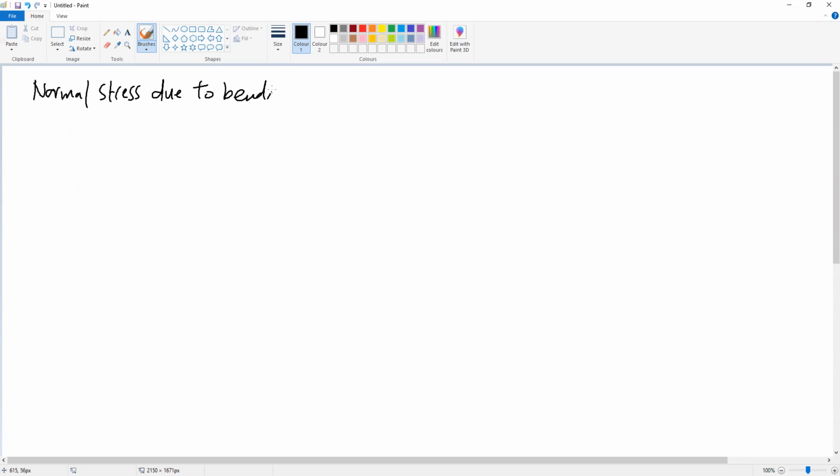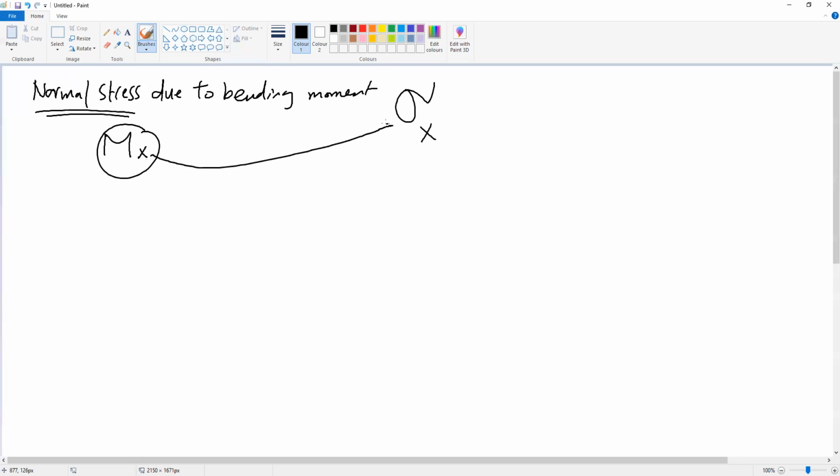Okay, the normal stress due to bending moment, we give it the symbol sigma. So we have sigma x because most of the moment will be Mx. So if the moment is Mx, the stress due to this moment will be sigma x. Sigma x can be determined using the formula Mx divided by Ix multiplied by y.